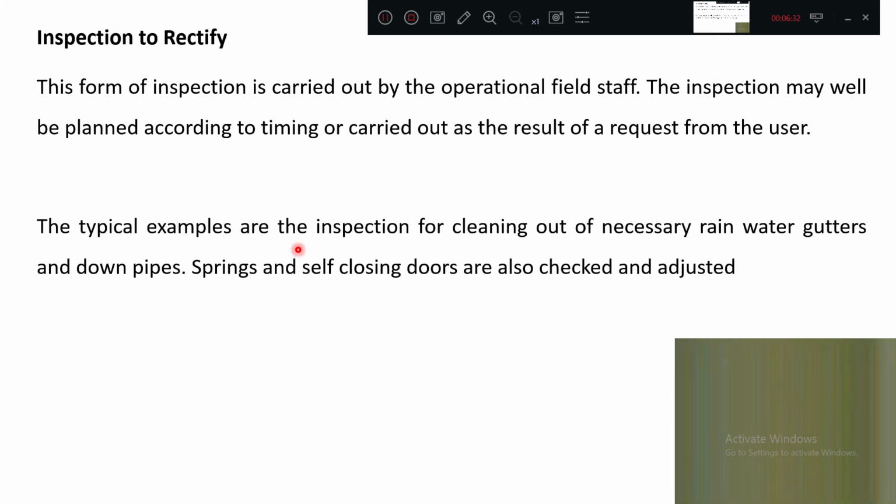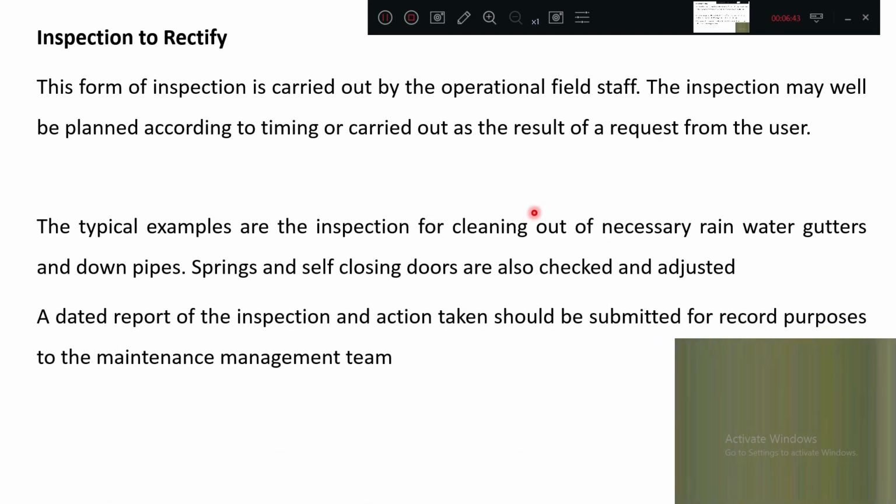The typical examples are the inspections for cleaning out of rainwater gutters, down pipes, and self-closing doors being checked and adjusted. All these are inspections to rectify. A dated report for the inspection and actions taken should be reported. So this report consists of what? The customer has given some complaints, no? So those complaint list and their actions and report is concluded.